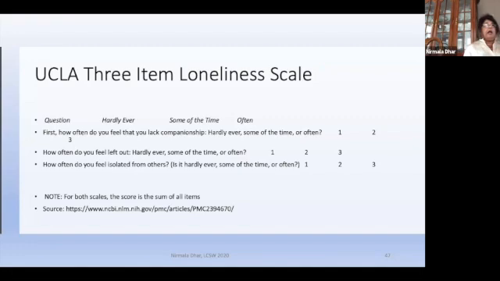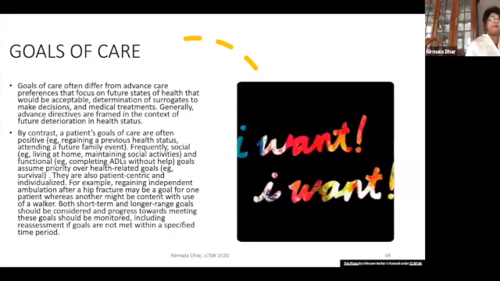Next slide. Through our initiative, the Older Adult Behavioral Health Initiative, of which Angela is a part, we are recommending the UCLA 3-item loneliness scale to be used as a screening tool, and I've included it here. Again, this should be part of any comprehensive geriatric assessment. Next slide. Now I want to move on to goals of care.